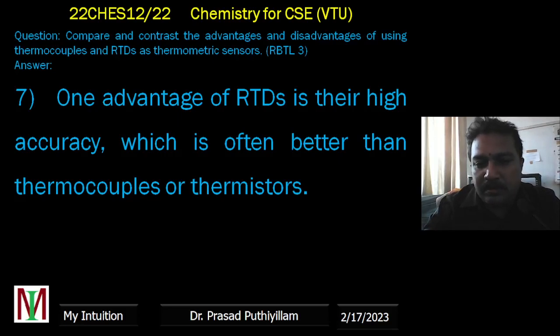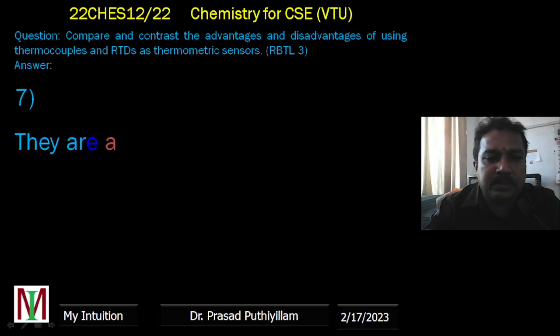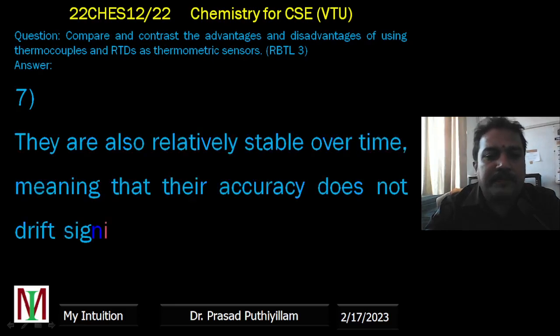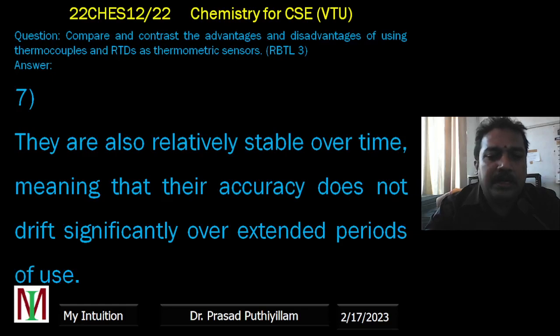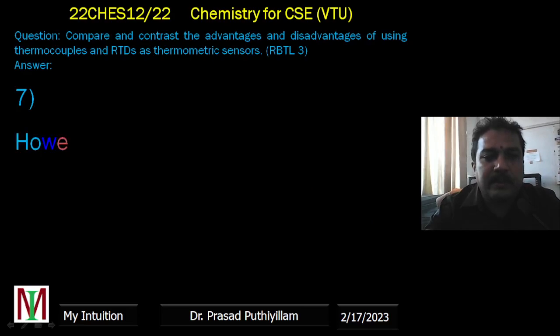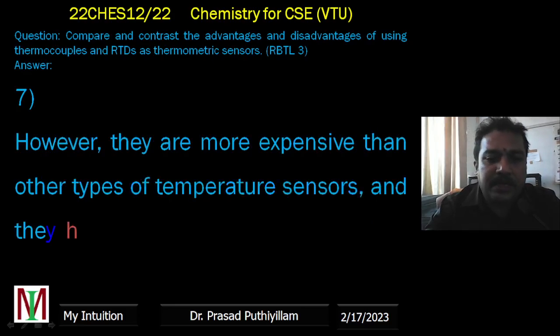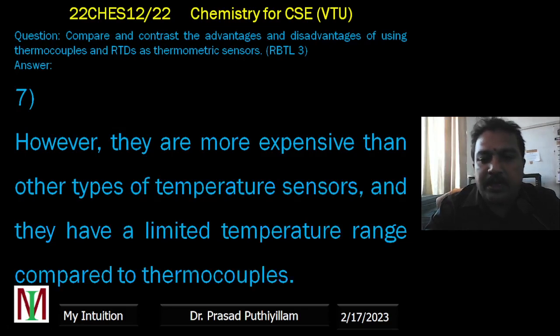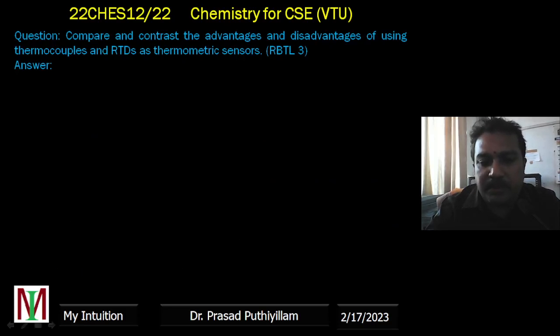Thermocouples are mainly used at high temperature. So RTDs have a better accuracy than that of a thermocouple or thermistor. They are also relatively stable over time, meaning that their accuracy does not drift significantly over extended periods of use. However, they are more expensive than other types of temperature sensors, and they have a limited temperature range compared to thermocouples. They cannot be used for very small temperature change. They cannot be used for very high temperature. The temperature range in which RTDs are used is one of its limitations.